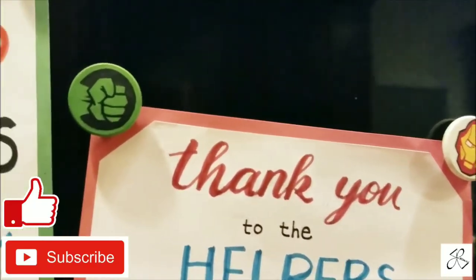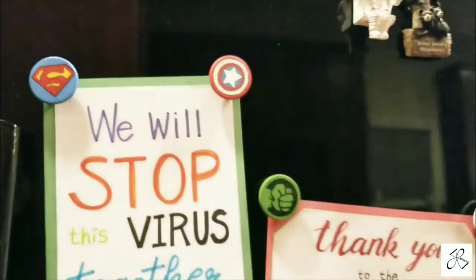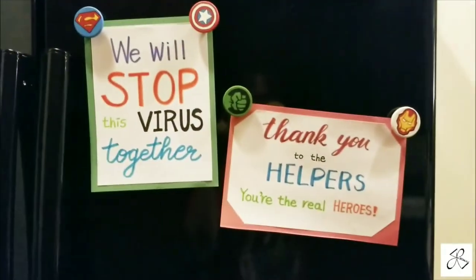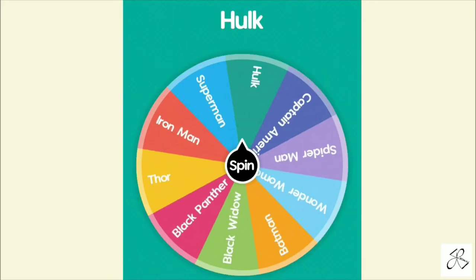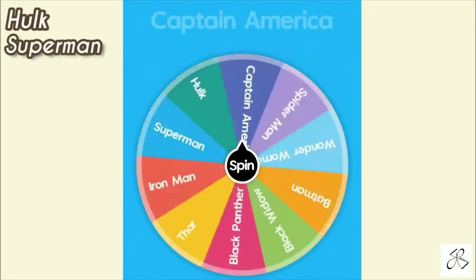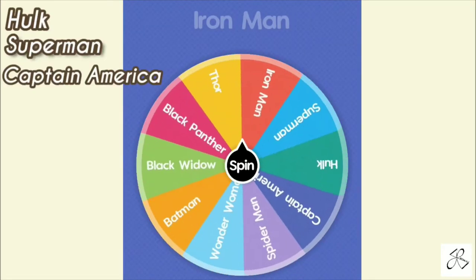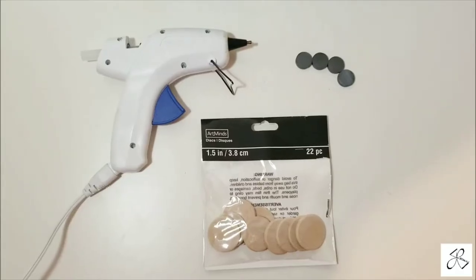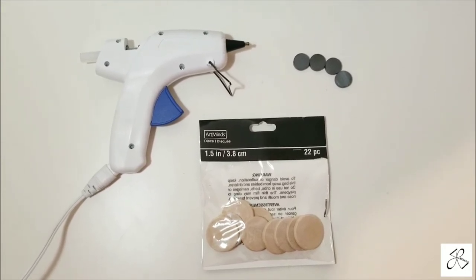Today I'll be showing you how I made these wooden magnets, and thank you all to those who help us get through tough times because you're the real heroes. Since there are so many superheroes, I used this spinning wheel to choose a few. So today we'll be painting Hulk, Superman, Captain America, and Iron Man. You could probably find these at other locations, but these specific wood and magnets are from Hobby Lobby.